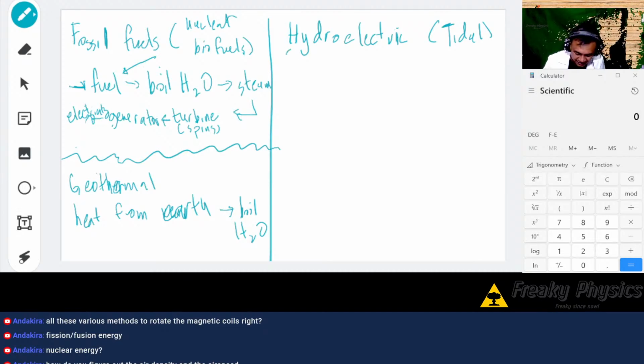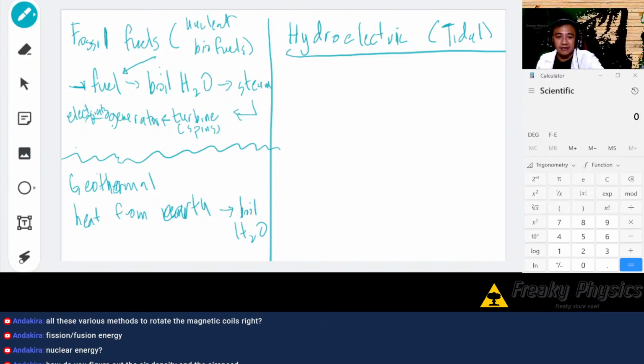Then the last one, for hydroelectric, there's one particular case. It's not in the data booklet, but I think it's in the textbook. Let me just get that here. In fact, one of my students did an IA on this.